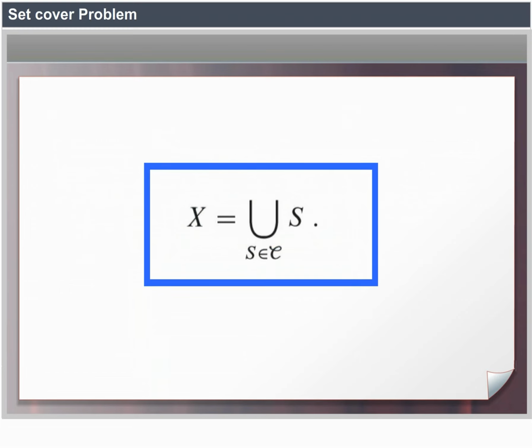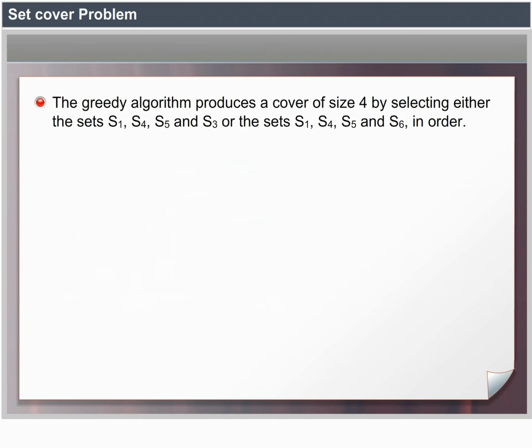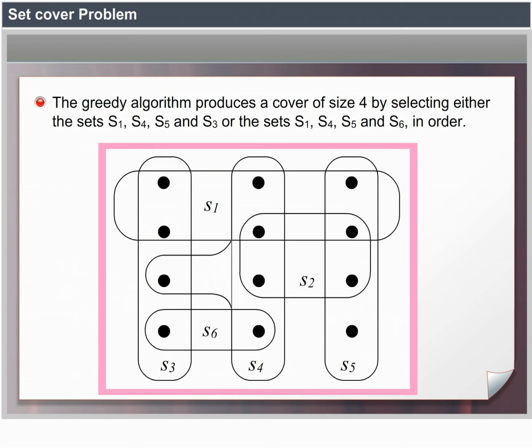The following figure illustrates an instance (X, F) of the set covering problem, where X consists of the 12 black points and F contains the following elements. A minimum size set cover is C, which has the elements S3, S4 and S5, with size 3. The greedy algorithm produces a cover of size 4 by selecting either the sets S1, S4, S5 and S3 or the sets S1, S4, S5 and S6 in order.